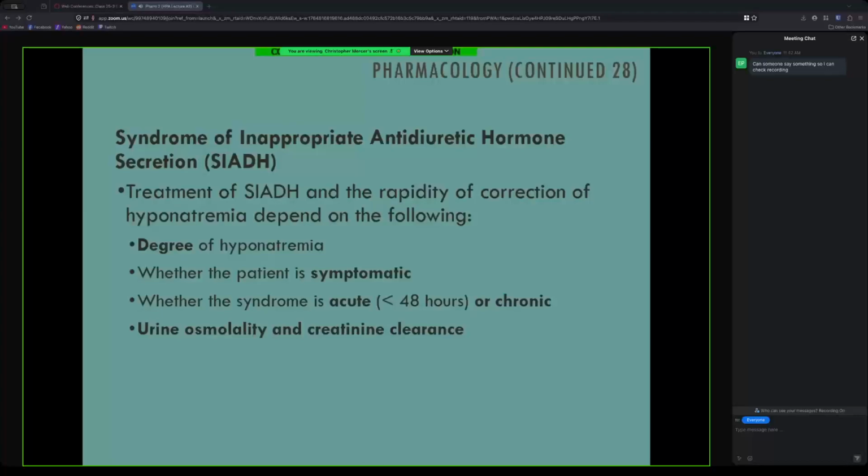And then we need to look at some lab values, right? The urine osmolality and then the creatinine clearance for the kidneys.